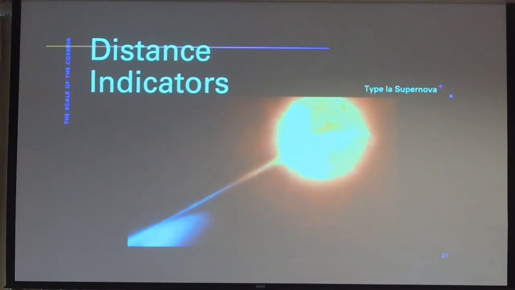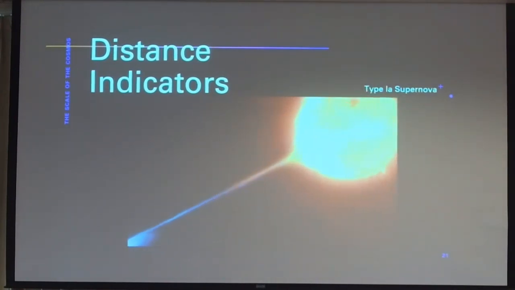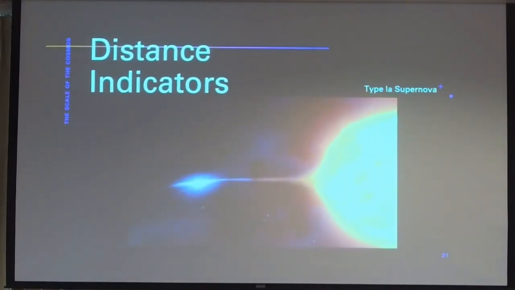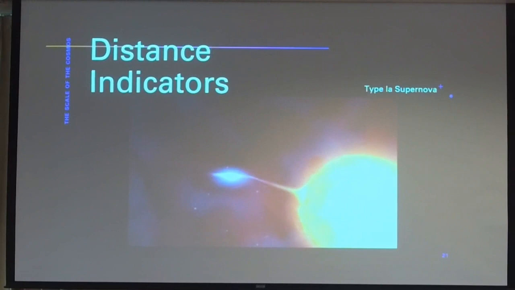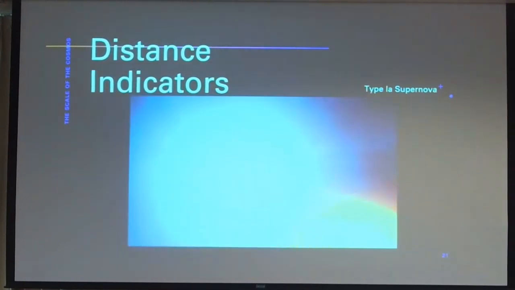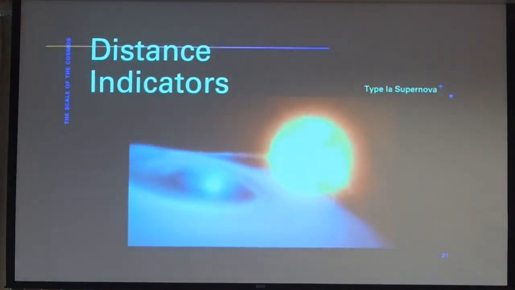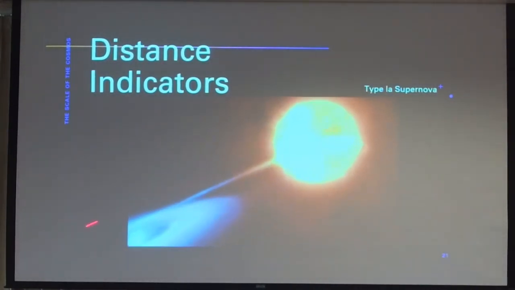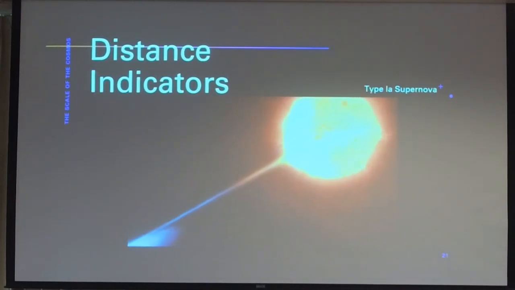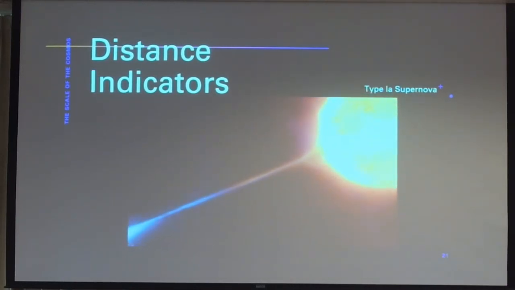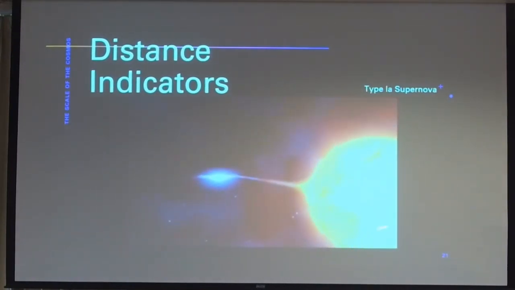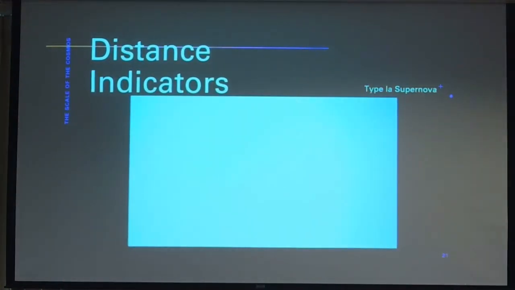A type 1 supernova is a star system where we have a very, very compact object. It could be a very small black hole. It could be a neutron star, which is a very, very, very dense star. And what it does is it takes the mass from a companion star and siphons that. And eventually it reaches a critical point where it will then explode.